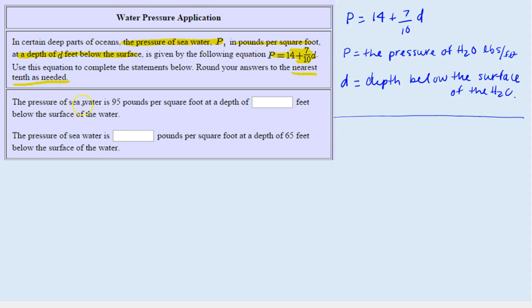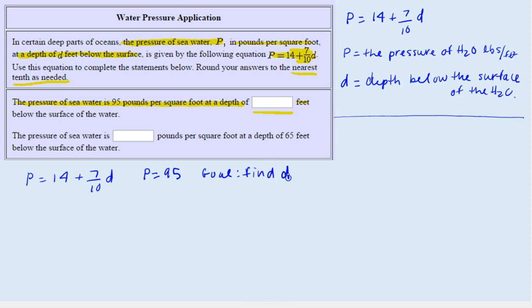So here it says the pressure of the seawater is 95 pounds per square foot at a depth of blank feet below the surface of the water. So starting with our formula, pressure equals 14 plus 7/10 d. They're going to give us either the depth or the pressure. It looks like they gave us the pressure of the seawater is 95 pounds, and then they're asking at a depth of blank feet, so that means our goal is to find d.